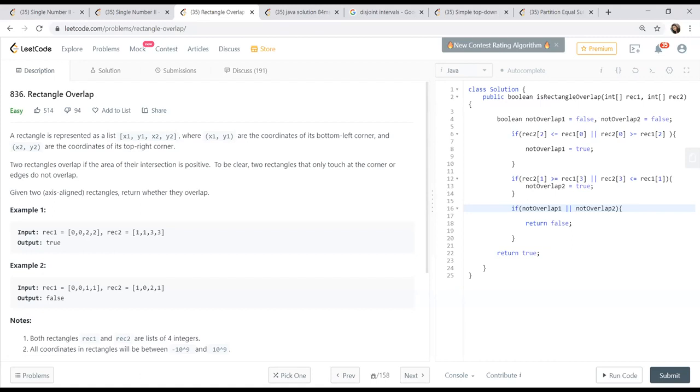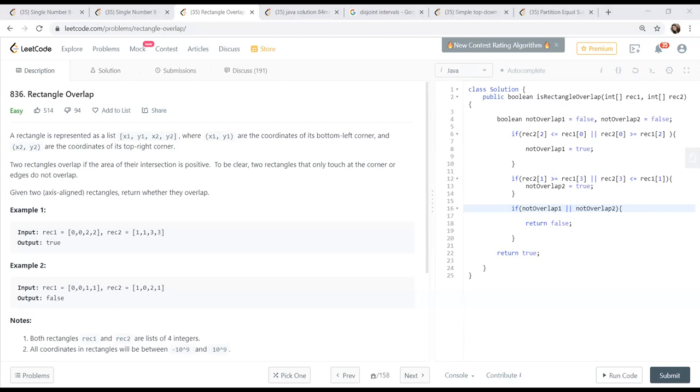Yeah, I tried it. It was pretty simple. We just have to check if one rectangle is overlapping the other by checking whether one rectangle is on the right of that rectangle, on the left, or above or below. If these four conditions happen, then they do not overlap. Else it will overlap.